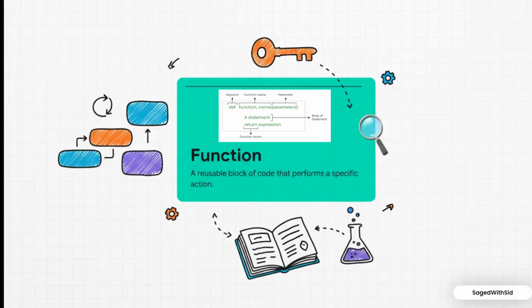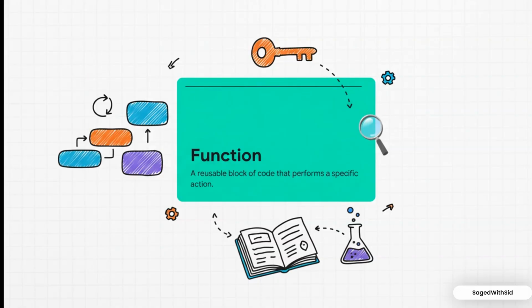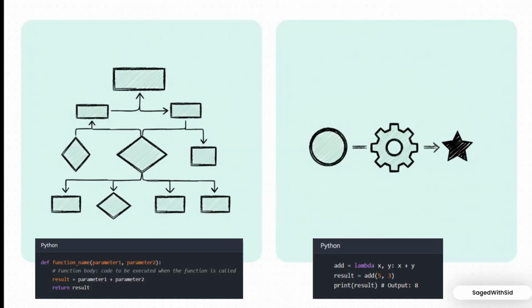You write the code once, you give it a name, and then you can call on it to do that one specific thing whenever you need it. This is really the first big step to keeping your code clean and super efficient. And Python is really flexible here. Most of the time, you're going to use these standard named functions with def.